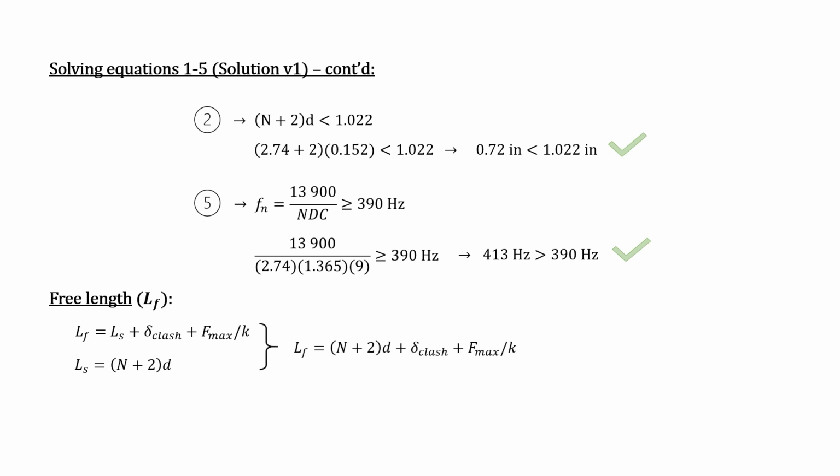So if we sub those in together, we have all of these values. Essentially 2.74 is your number of active turns, you have your diameter, your clash was given to you in the problem. Your maximum force, once again given to you, is 90 pounds. And then K we solved for earlier in this problem, and that's 109.29. So we have our free length of 1.638 inches, and that is your final answer for this solution.